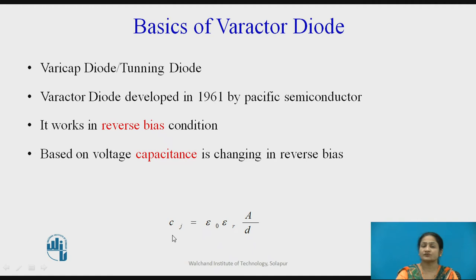The depletion region acts as a capacitance, which we can call the junction capacitance, and the equation of the capacitance is given by epsilon 0 epsilon r A by D. As this D goes on increasing, the junction capacitance C goes on changing.